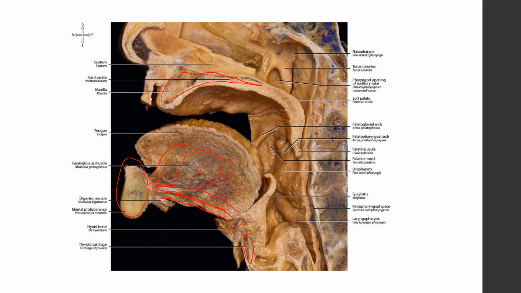Then if we look at the tongue, it can be divided into two parts, the anterior 2/3 and the posterior 1/3. The anterior 2/3 is situated in the oral cavity, occupying most of its area. It's more horizontal. And the posterior 1/3 is situated in the oropharynx and is more vertical.